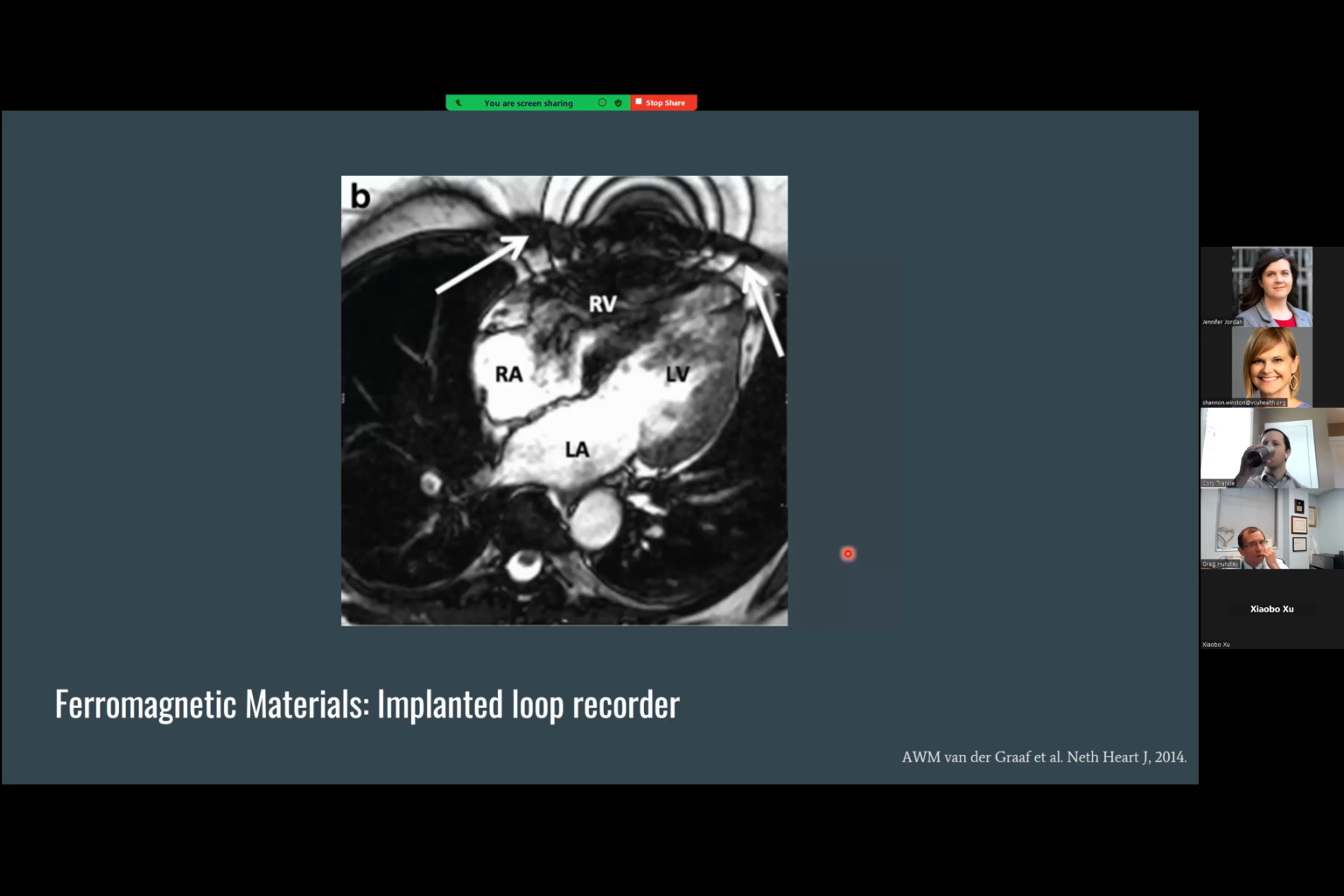In this case, we have an implanted loop recorder. This one is at the chest wall, and it is likely going to affect the myocardial area. Switching from an SSFP to sets of gradient echoes, things like that may help, but it is one that's less addressable than clothing, of course.